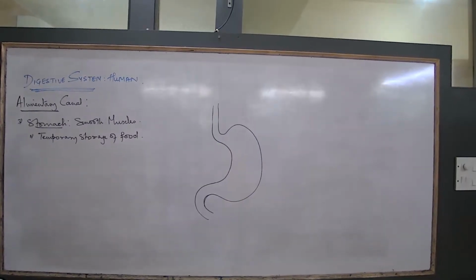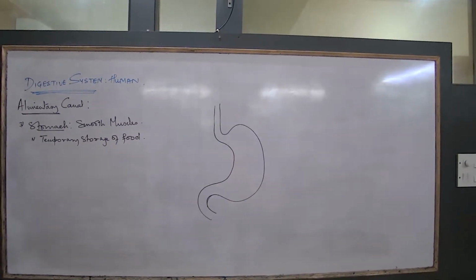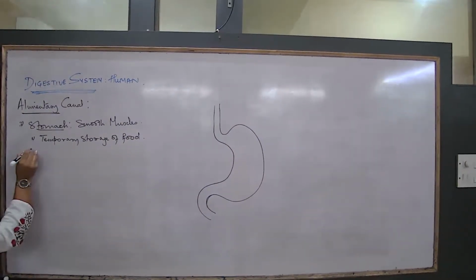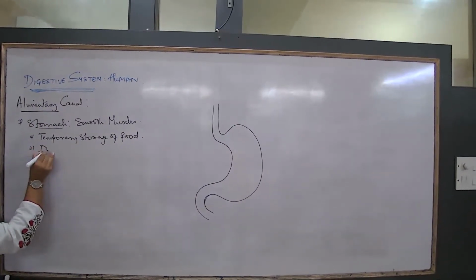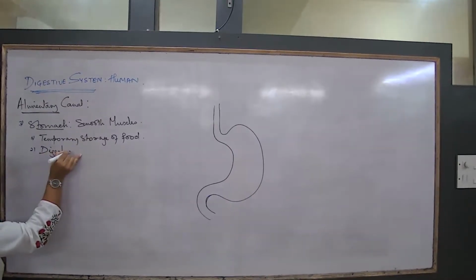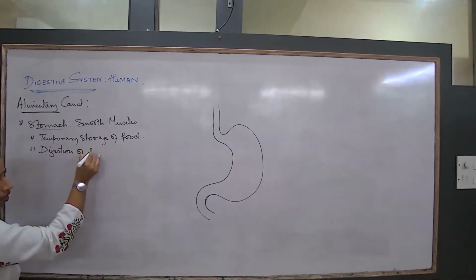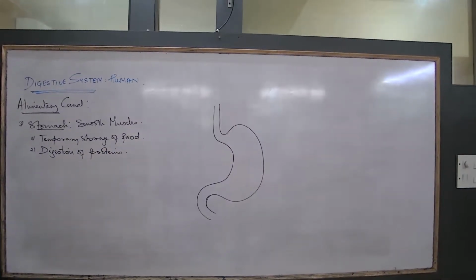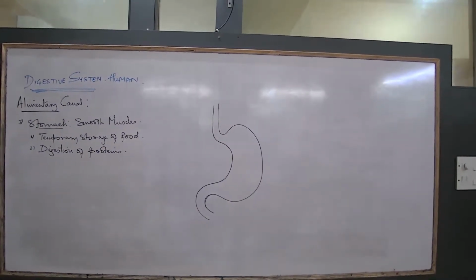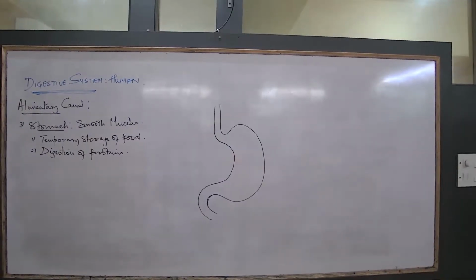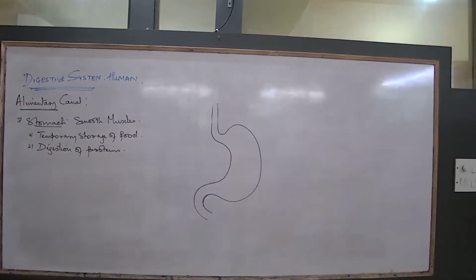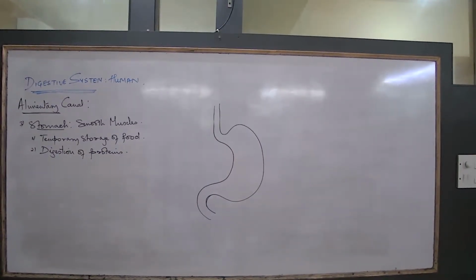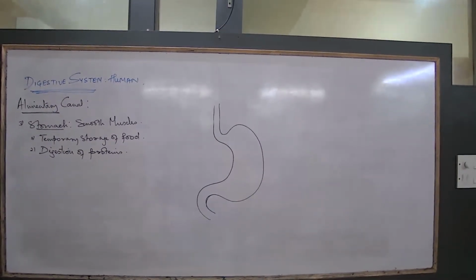The food can remain in the stomach for 3 to 4 hours. And during this period, the process of digestion is complete. So yes, one function is temporary storage of food, and the second function is digestion of the proteins, especially. I'm talking about digestion of proteins. Now, as I talk about the concept of proteins, what are these proteins and carbohydrates and fats? These are nutrients present in the food.